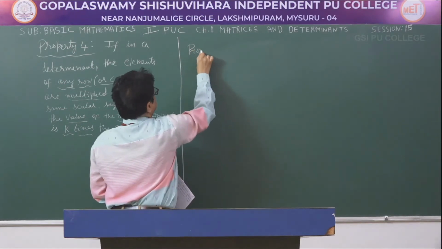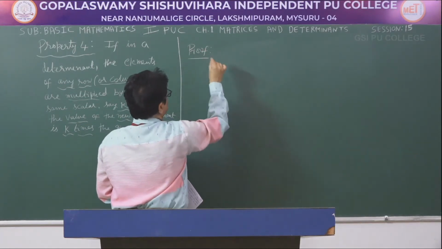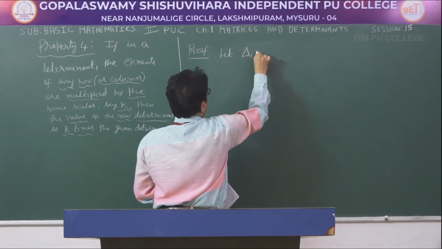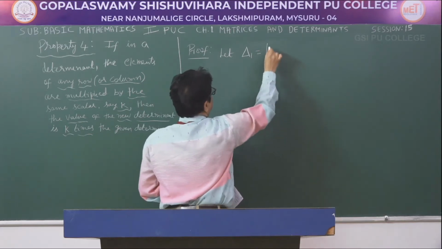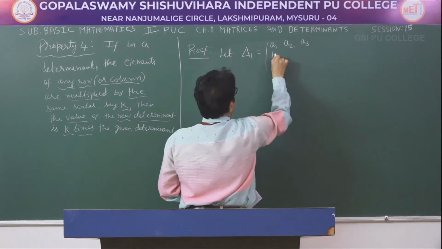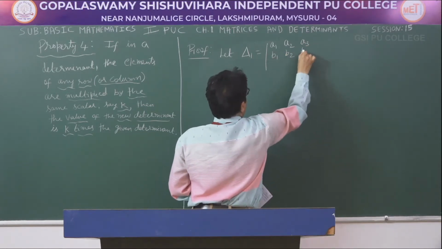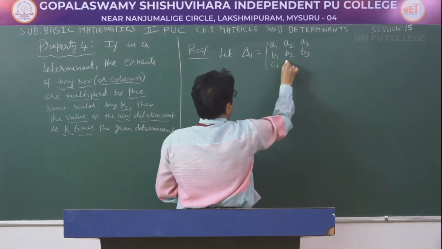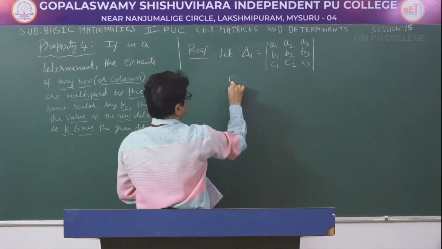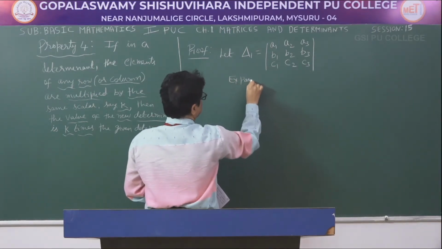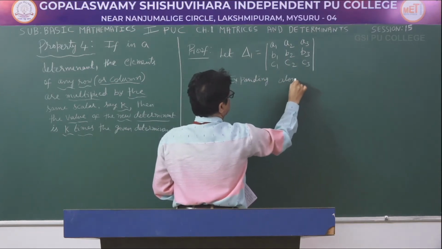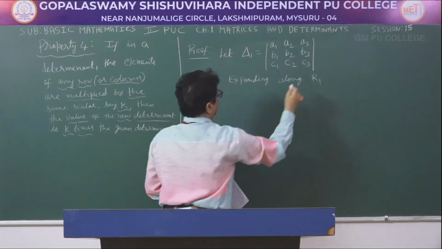So, proof. Let delta 1 be equal to the determinant of a1, a2, a3, b1, b2, b3, c1, c2, c3. Expanding along R1.